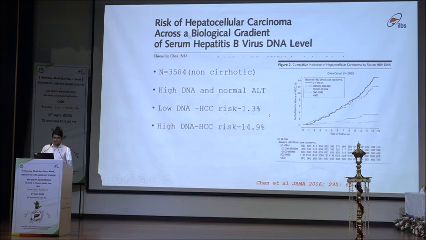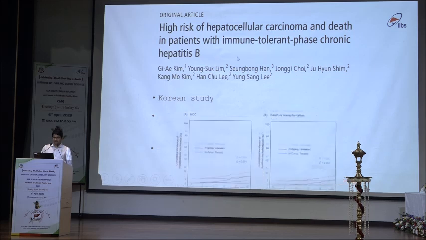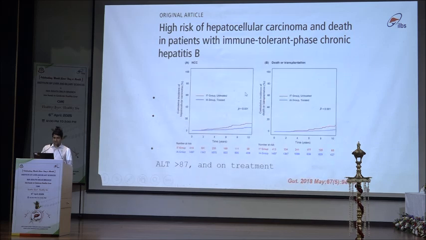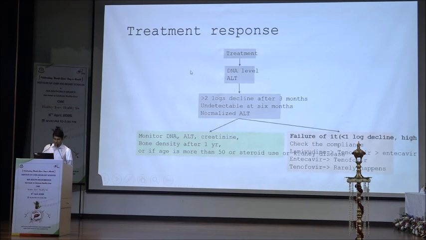Another study showed that patients who had persistently normal ALT but high DNA had an increased risk of hepatocellular carcinoma as compared to patients in this population. And this Korean study showed that patients who were untreated and had persistently normal ALT have a risk of HCC and liver related deaths as compared to patients who received antiviral treatment for hepatitis B virus.